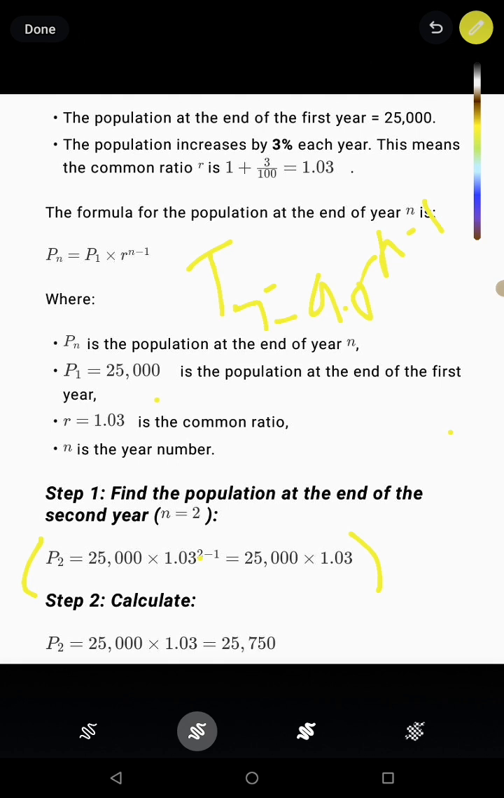What if they say the fourth year? The difference is just here: put in 4 minus 1. The seventh year, put in 7 minus 1. And of course, simplify. You get your answer right there.